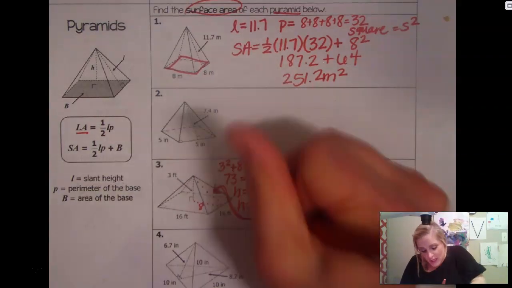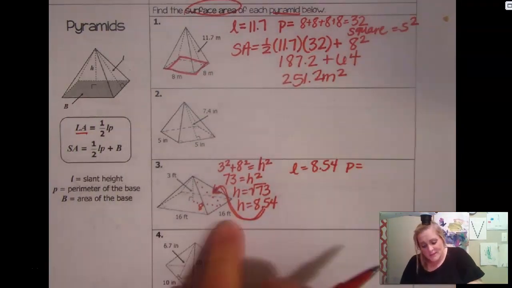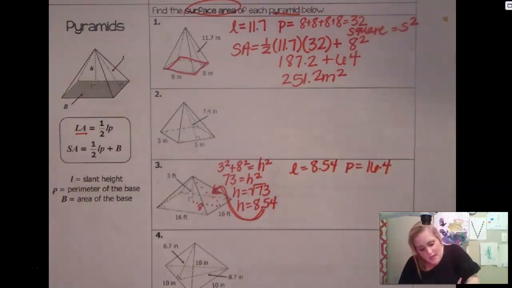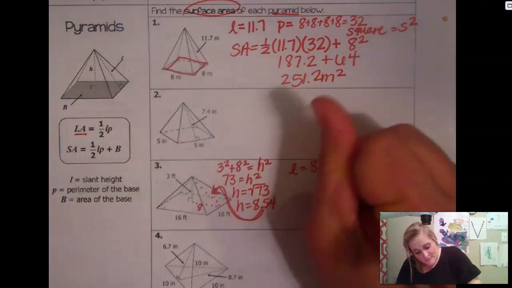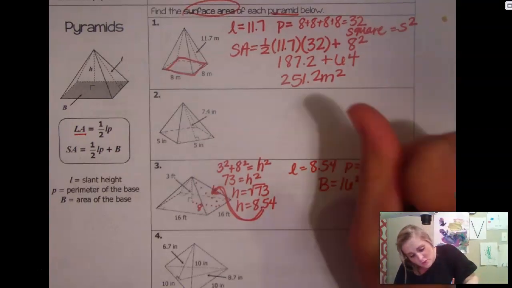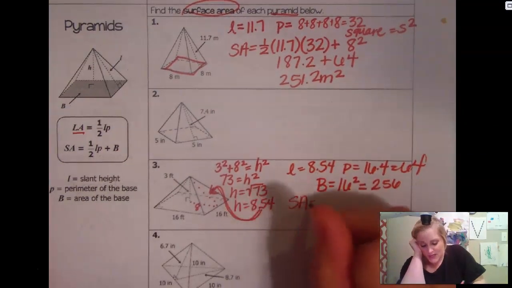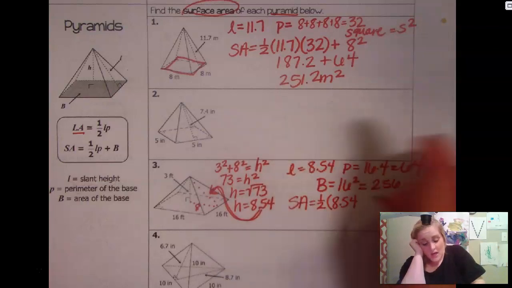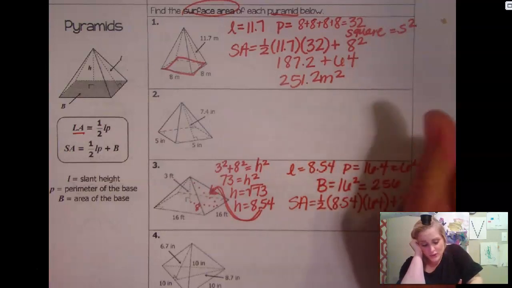Okay, now we need the perimeter. Again, you have 16, so this time I'm going to multiply 16 times 4 to save myself a little bit of trouble. That equals 64. That's the perimeter. The area of the base, big B. Big B is a square, so it's going to be 16 squared. 16 squared is 256. Okay, I've got all my pieces. I just plug it in. The surface area is going to be 1/2 L, which is 8.54, times P, which is 64, plus 256.